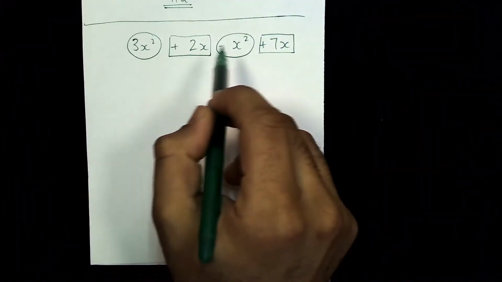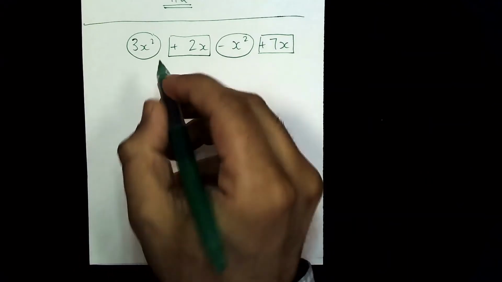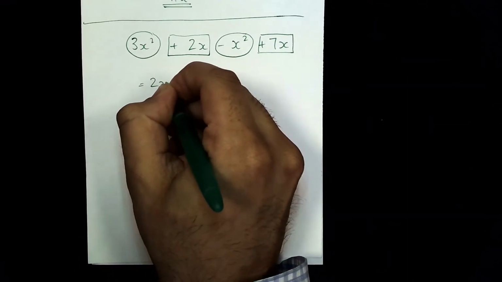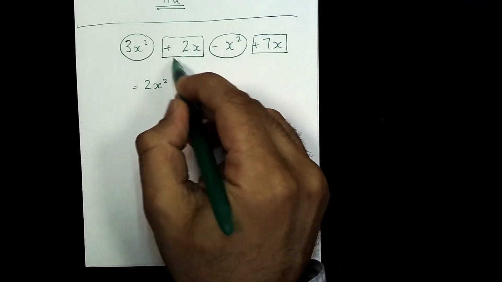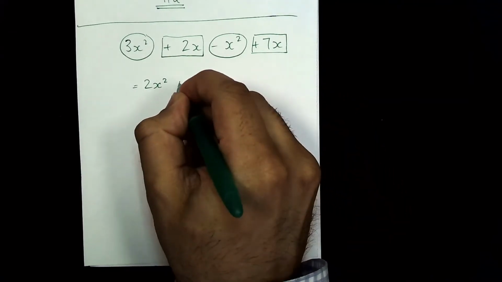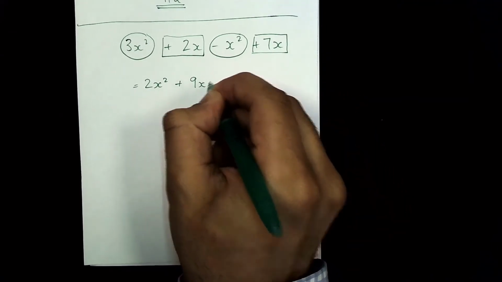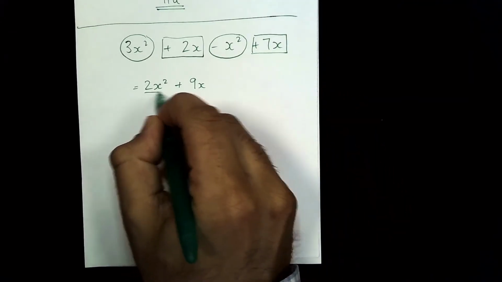So you collect these together. 3x squared take away x squared is 2x squared. 2x plus 7x is 9x. And that is the answer to this question.